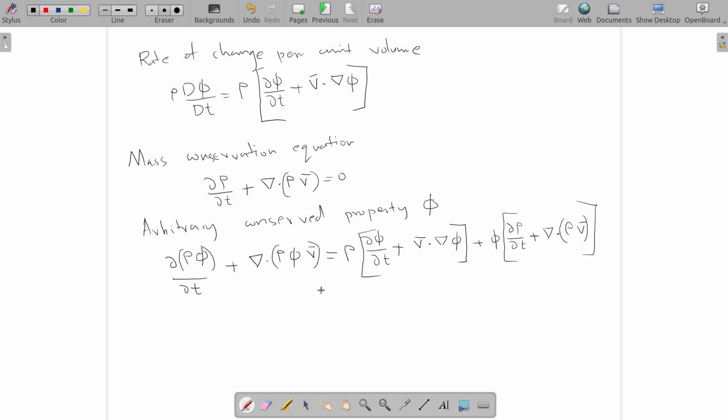V dot del phi. Rho v del dot phi. Okay. Here phi is taken out. Del phi into del dot rho v, and here rho v is taken out, rho v dot del phi. Now this is nothing but the mass conservation equation, this part. So that should be equal to zero. Mass cannot be generated.